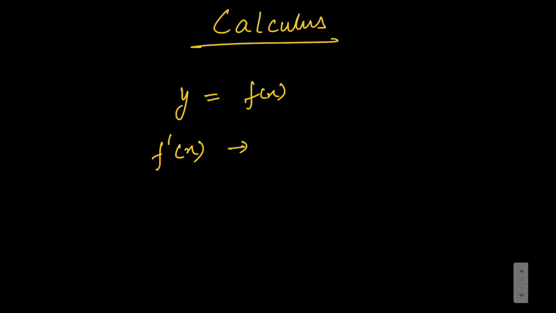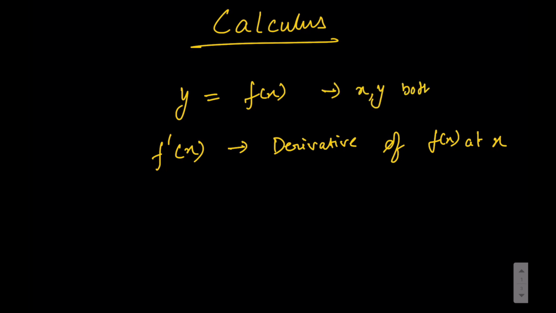So this basically means derivative of f of x at x. Here x and y both are real numbers. So when I say what an optimization algorithm does, it basically minimizes or in some cases maximizes this particular function using derivatives.